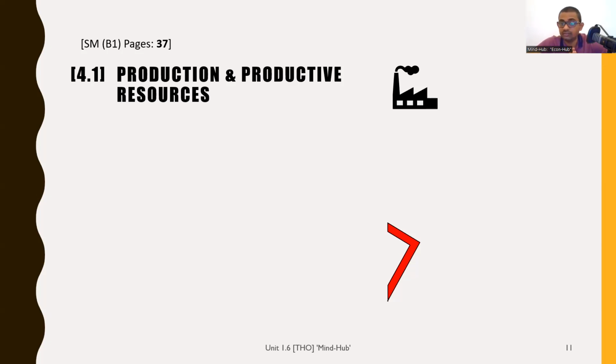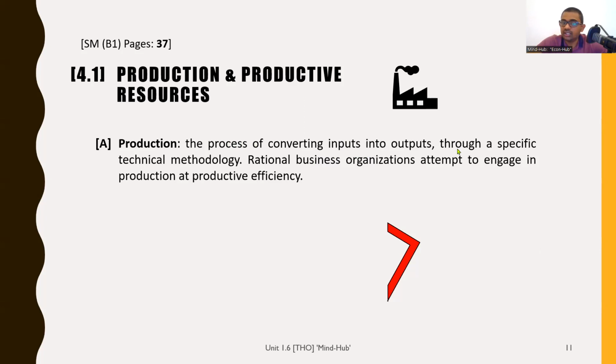Production is the process of converting inputs into outputs using a specific or a given production method, or you can say production methodology, or you can even say using a specific or a given technology. We normally say using a specific or a given production method or methodology. So that methodology part is also very important when we talk about production. We can say a process of converting inputs into outputs through a specific technical methodology.